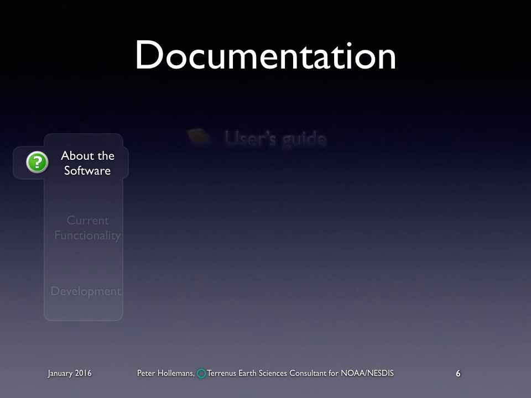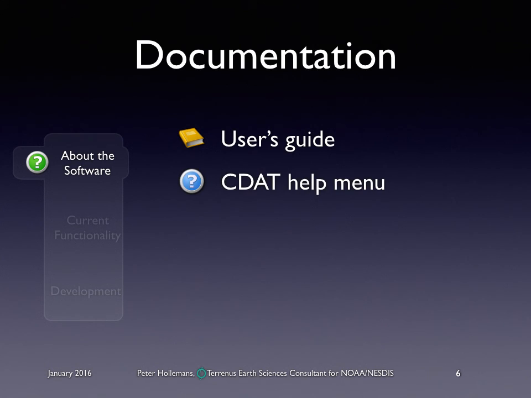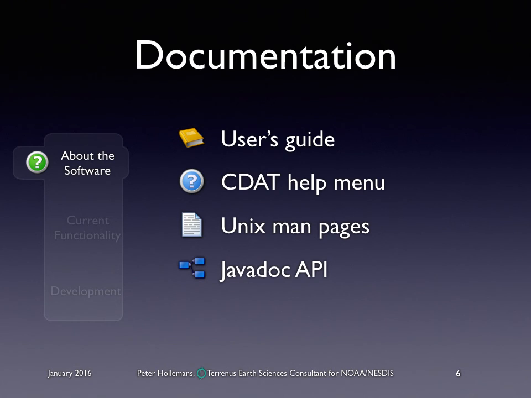Now, in terms of documentation, we have a user's guide in PDF. In the CoastWatch Data Analysis Tool, CDAT, which is the main graphical tool in the CoastWatch Utilities, we have help menu buttons scattered throughout the interface. Something new that we have now is a set of Unix man pages for the command line processing tools. We also have JavaDoc application programming interface documents that are automatically generated from the source code for programmers.